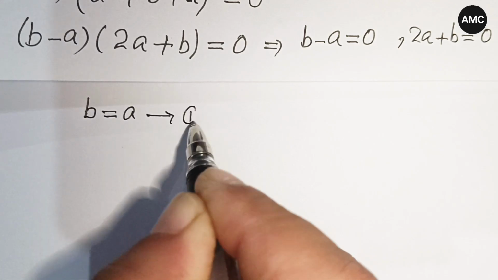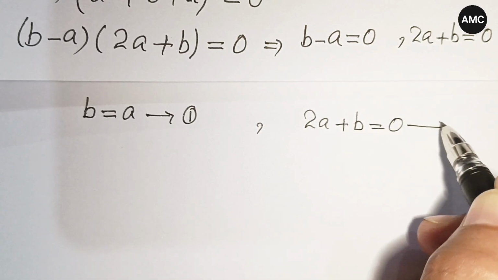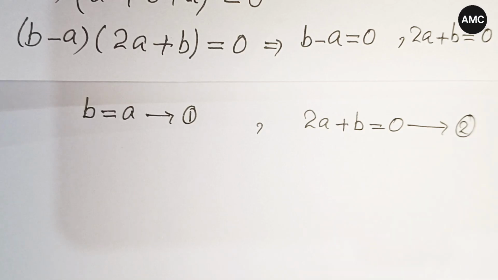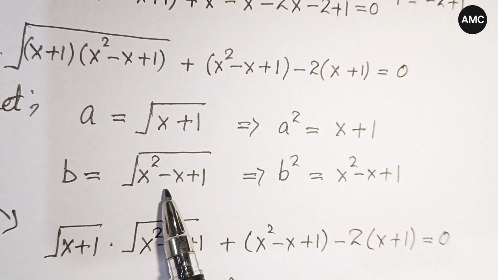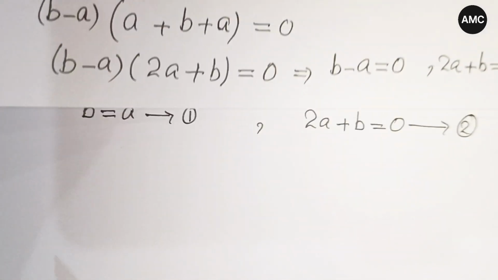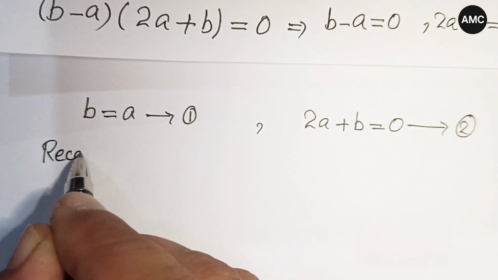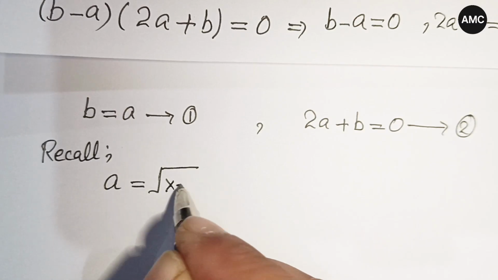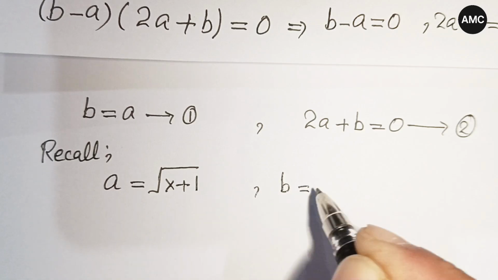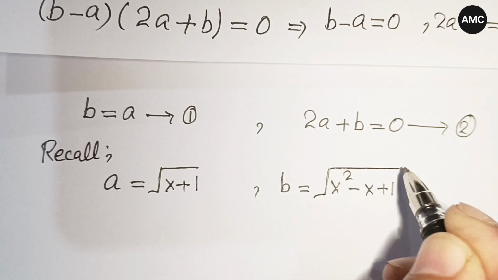Let's say it is our equation 1, and 2a plus b is equal to 0 is our equation number 2. Now we are going to recall our supposition here, that a is equal to square root of x plus 1 and b is equal to square root of x squared minus x plus 1. Using these values, as we recall our supposition, a is equal to square root of x plus 1 and b is equal to square root of x squared minus x plus 1.